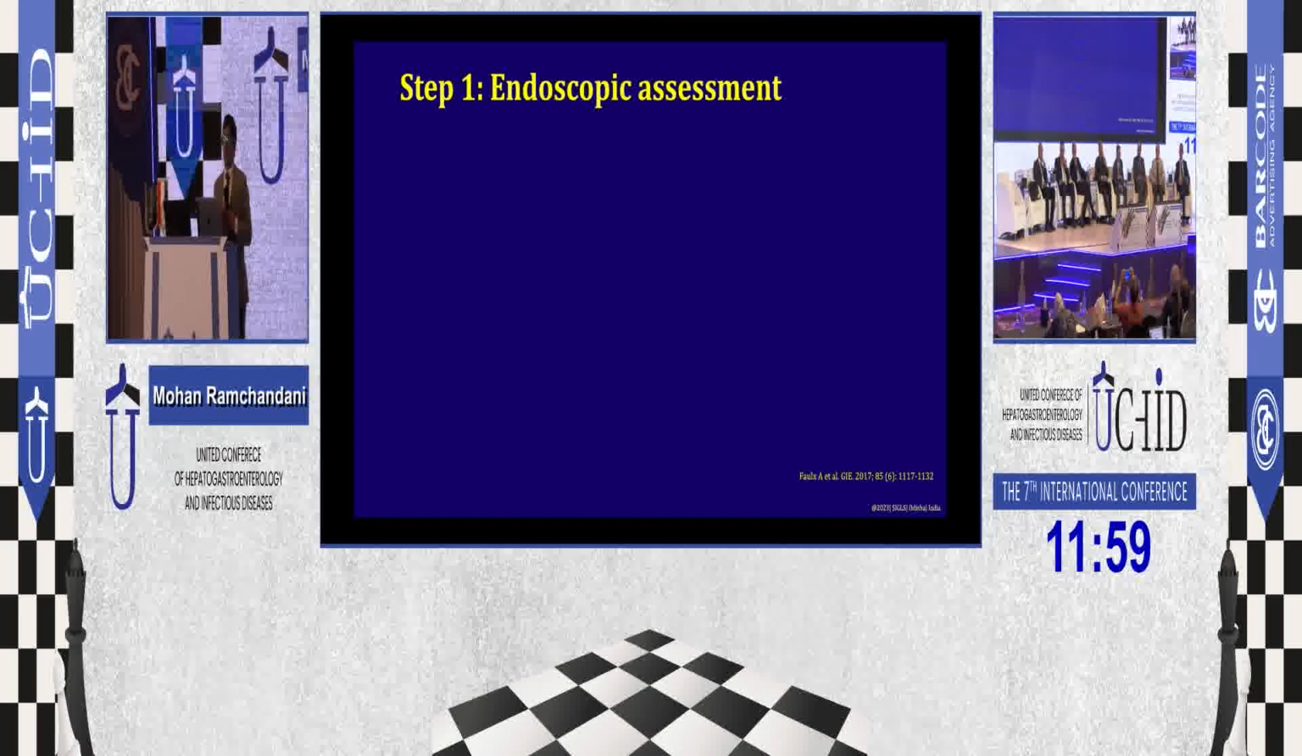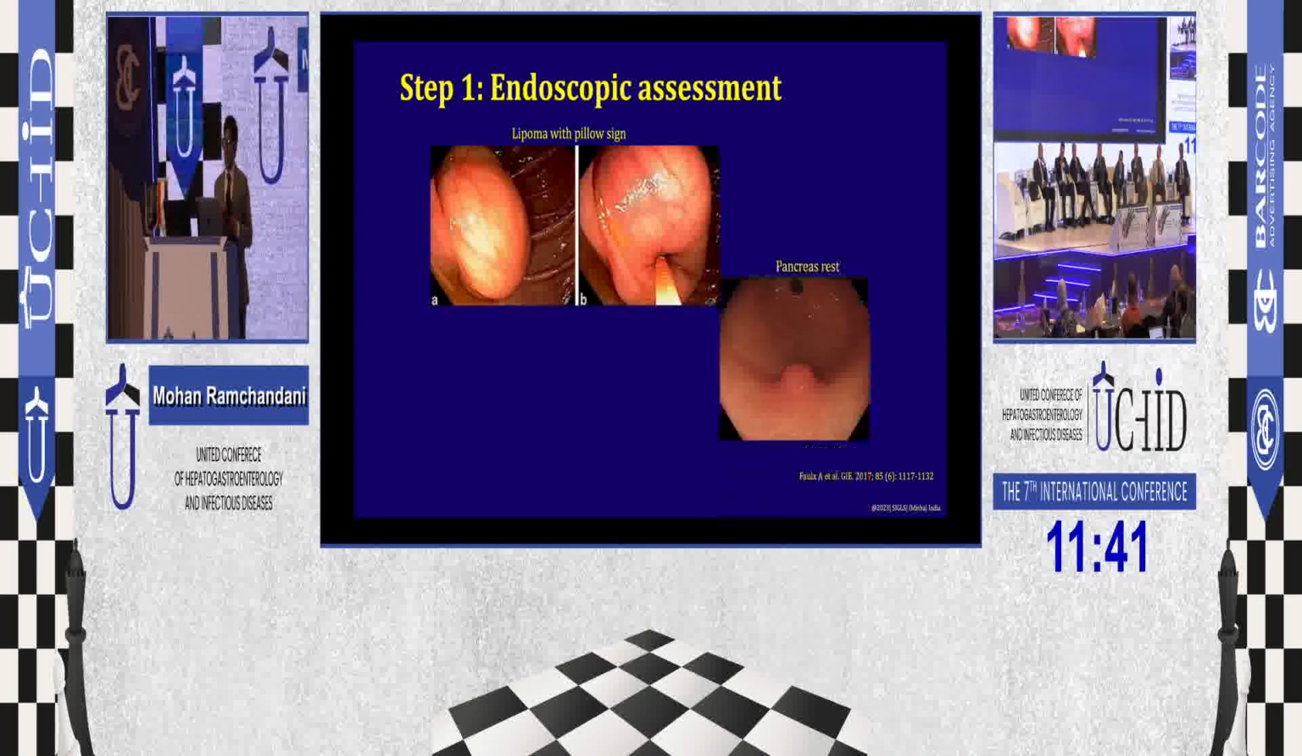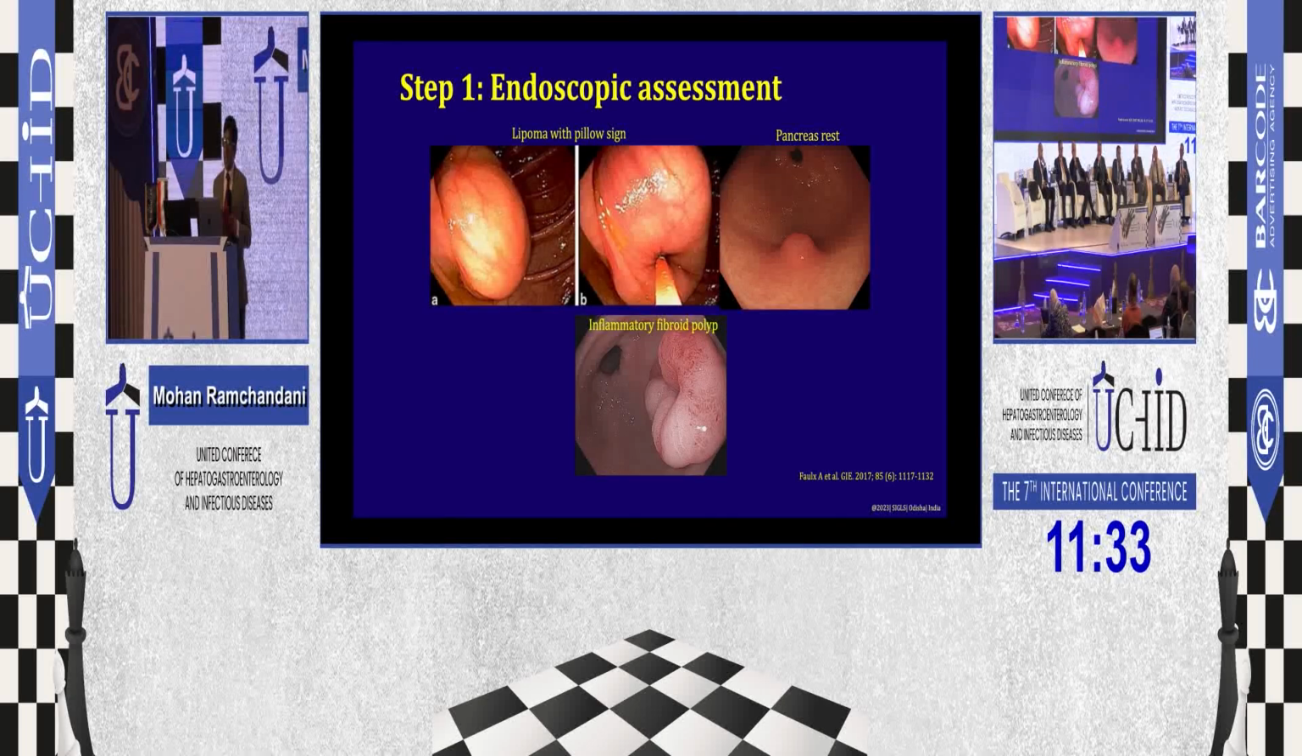Now once you do endoscopy, you must see a few things. While you are doing endoscopy, try to compress it. And if there is a pillow sign like this, which is soft, it's a lipoma. So leave it alone. Don't do anything unless they are symptomatic, causing obstruction, bleeding. If they are asymptomatic, leave them alone. Pancreatic rest, there can be an antral lesion with central depression. You can leave it alone. Or there can be inflammatory fibroid, which is bulky tumors in stomach, and they are very classical. So by endoscopic appearance, we can say that this is this lesion.